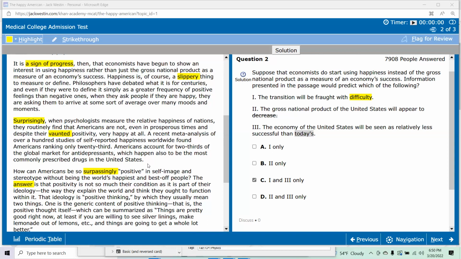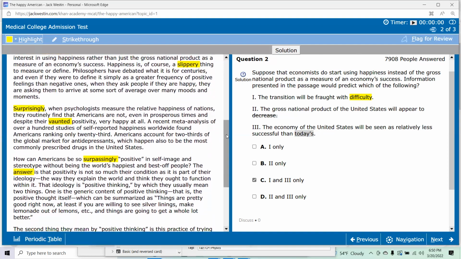So the relatively less successful part is absolutely supported, and you chose the correct support for that. Absolutely, 100%. Unfortunately, then today's is completely baseless in the context of this passage, because he never talked about what the economy today is like, either in happiness or in GDP or whatever.